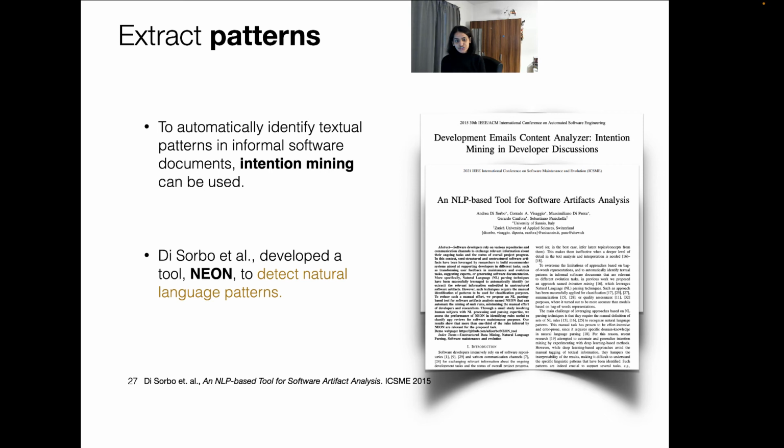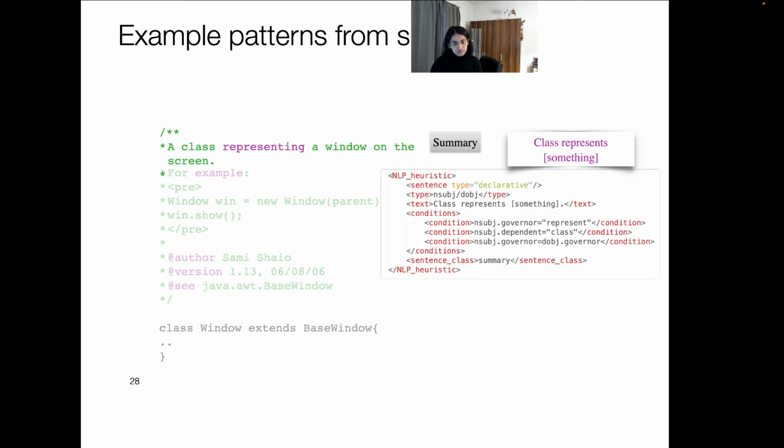Sorbo and associates suggested using intention mining to extract such patterns. They developed a tool named NEON to detect natural language patterns from informal documents. So we used this tool to identify patterns from comments. How it works is, the tool gives us an XML file, and with this we found the class represents something pattern for the summary category.